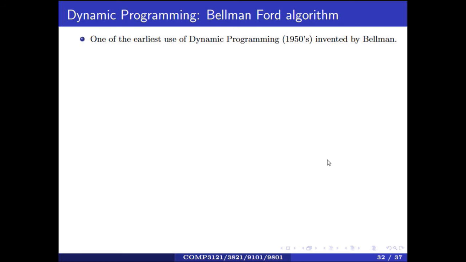Okay, so now what we want to do is apply dynamic programming to graph theory, right? And so what algorithm do you use if you have a weighted graph, a directed weighted graph? So all the edges have certain weights associated with them. How do you find the shortest path between U and V? Which algorithm do you use?